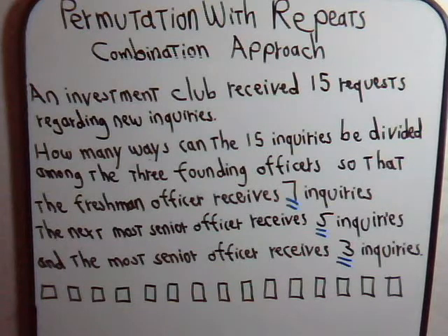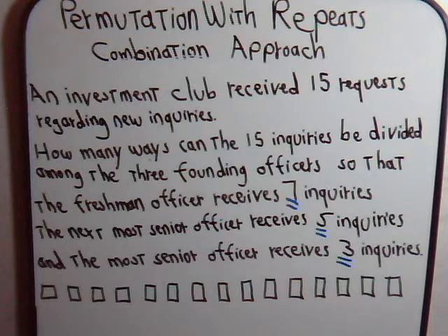Okay, we're continuing to work with permutation problems that do not have all distinct objects, but these are permutations with repeats. And we're going to solve them using the formula that we developed in previous videos, and also to solve the problem using a combination approach.